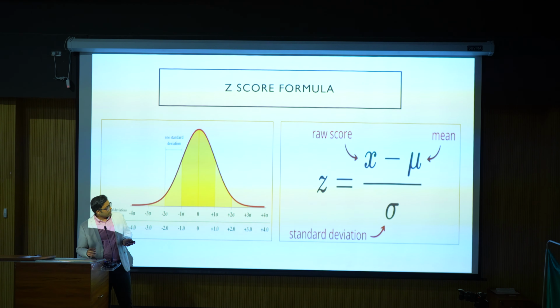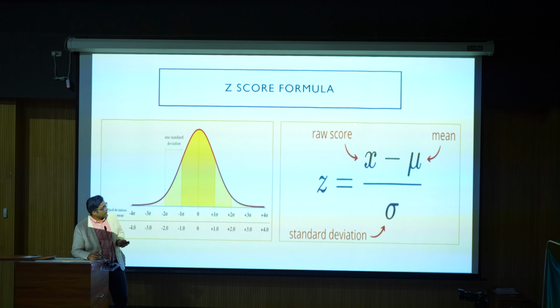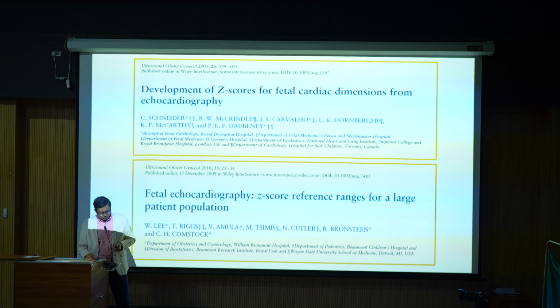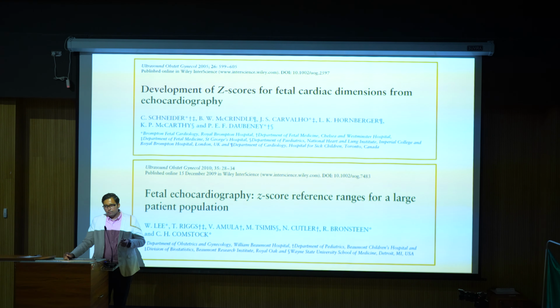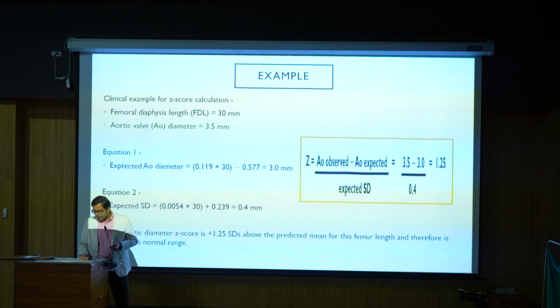So this formula, you don't have to remember it, but just for the sake of completion, I have put it here: the actual value that you will get, minus the mean expected for that particular part of the fetal heart, divided by the standard deviation of value. There are two landmark major studies. One is from Lee et al. and Schneider et al. Both of them have done very beautiful work on almost 3,000 to 4,000 fetal hearts, and they have calculated all these Z scores which we can readily use in our practice.